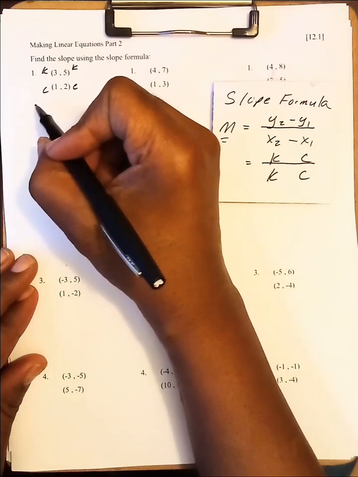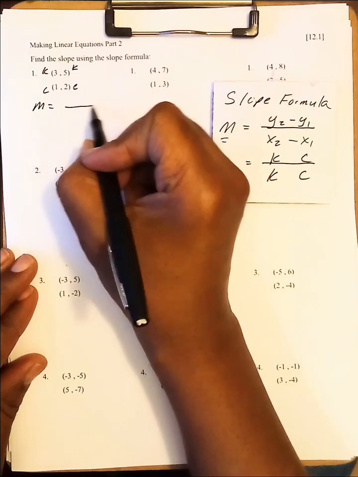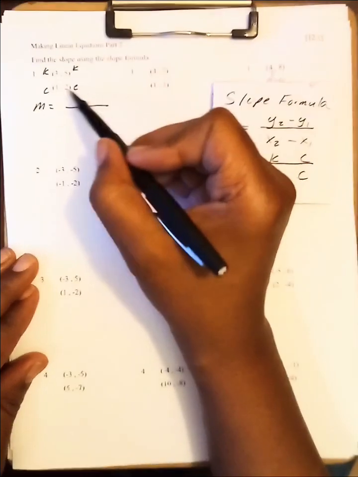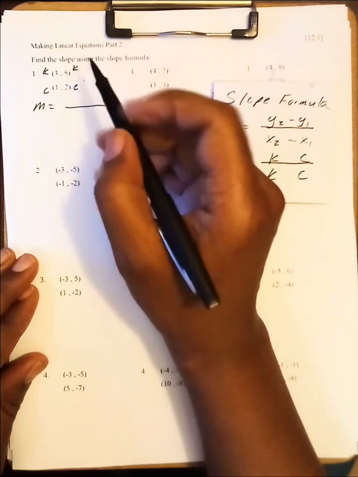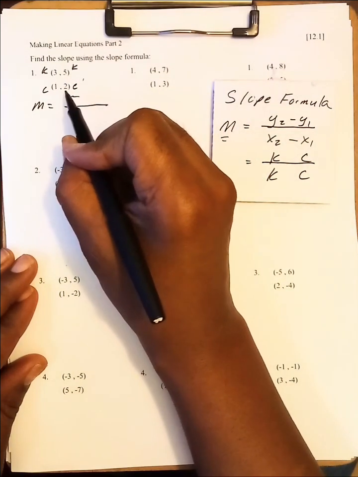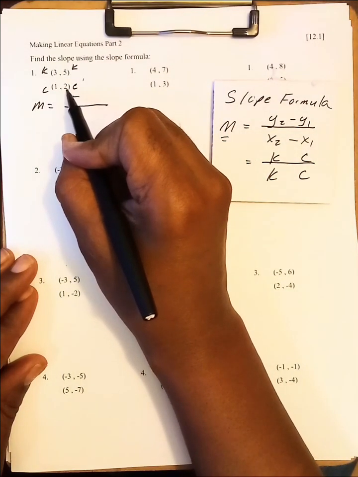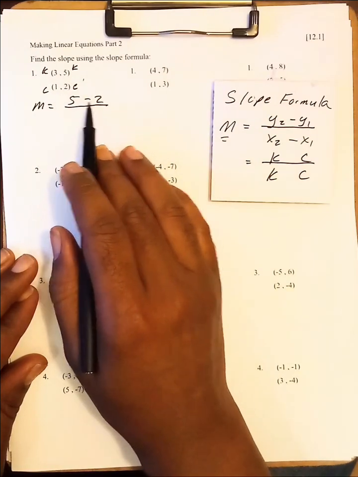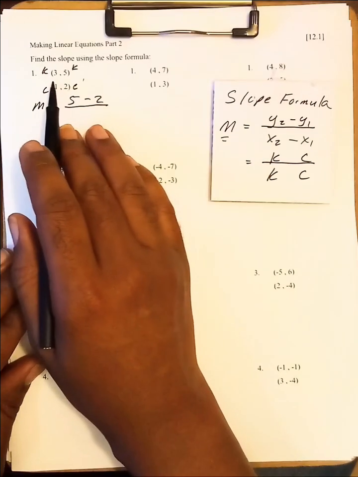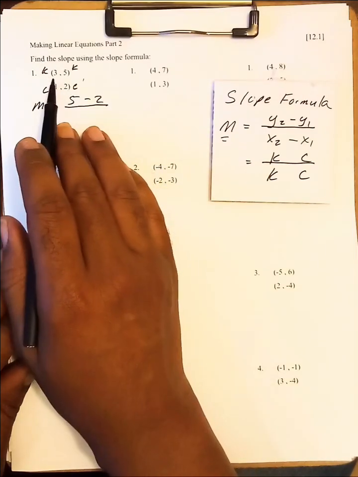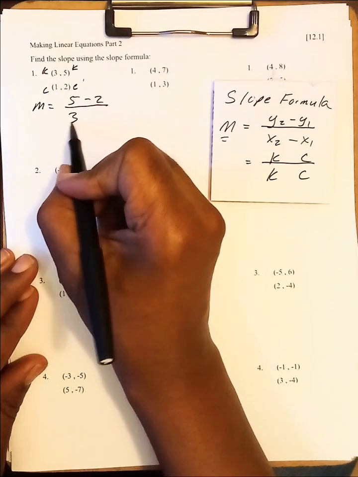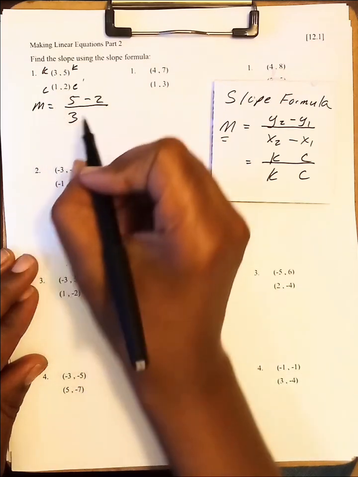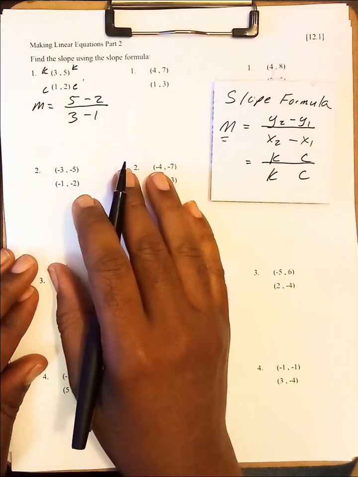So let's start here. M is going to equal, okay, we'll start here for the y's. We're going to keep the 5, the positive 5, and we're going to change the positive 2 to a negative 2. So that's keep and change, keep and change. Over here, for the x's, we're going to put those down here. We're going to keep the positive 3, but change the positive 1 to a negative 1. And that's your keep and change.